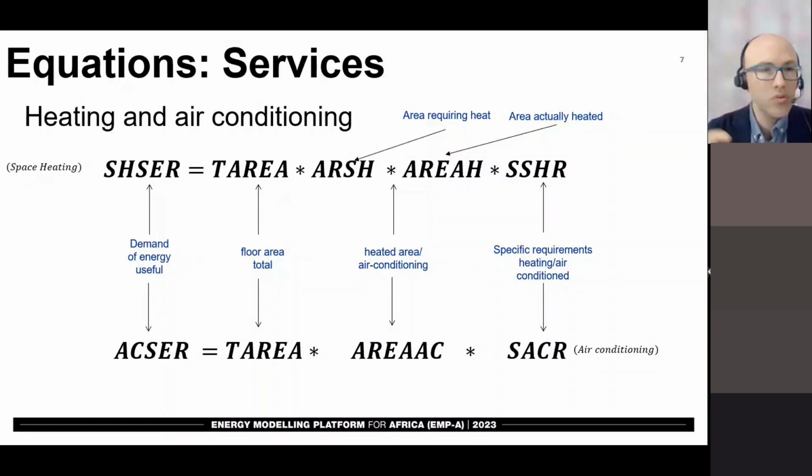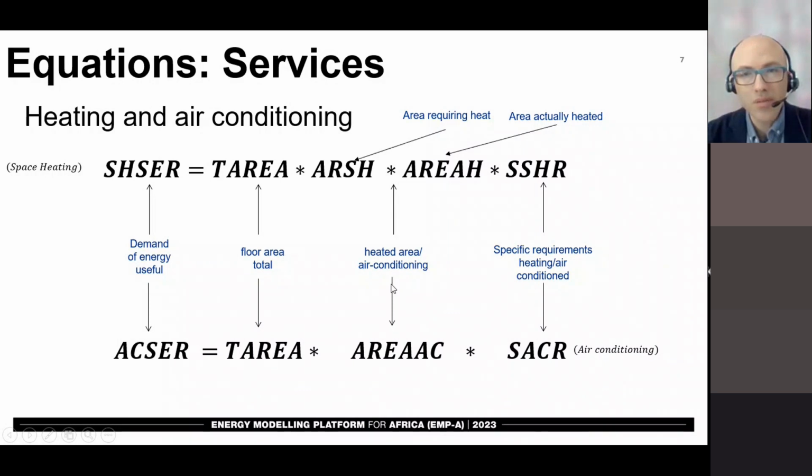This is how to calculate the useful energy demand for space heating. For the air conditioning, it's quite similar. We multiply the total floor area by the area that needs air conditioning, and this is multiplied by the specific requirements for air conditioning.